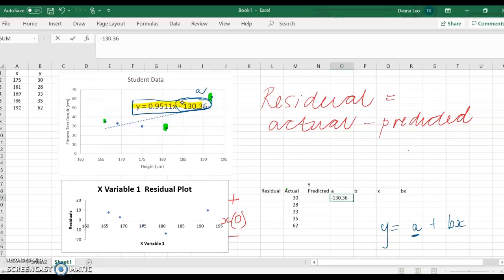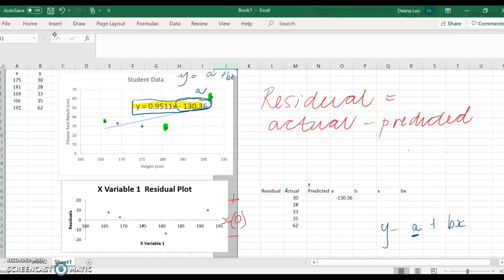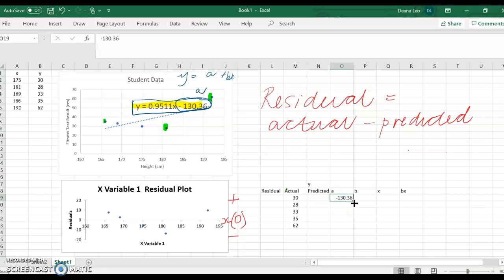Okay, and hopefully you've got your y equals a plus bx from the step before on your assignment. But you can see Excel can spit it out for you straight away. Okay, now you're gonna drag that down because the a is the same for everything. Okay, hang in there. The b is also the same for everything. So the b is here. It's the coefficient with this x here because the x is the height of your students. So the b is also going to be the same.